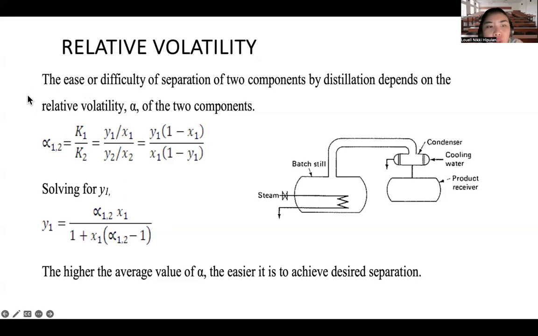So the higher your alpha, or your relative volatility, the greater the difference in volatility between your two components, which generally leads to a more efficient separation process. Again, this principle is very important and fundamental when you design your distillation processes for industrial applications.